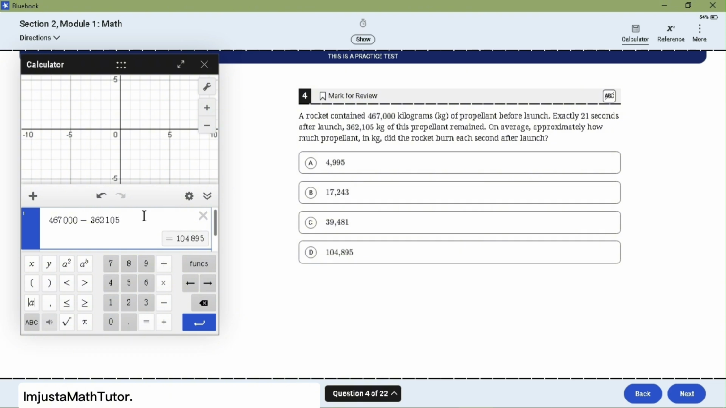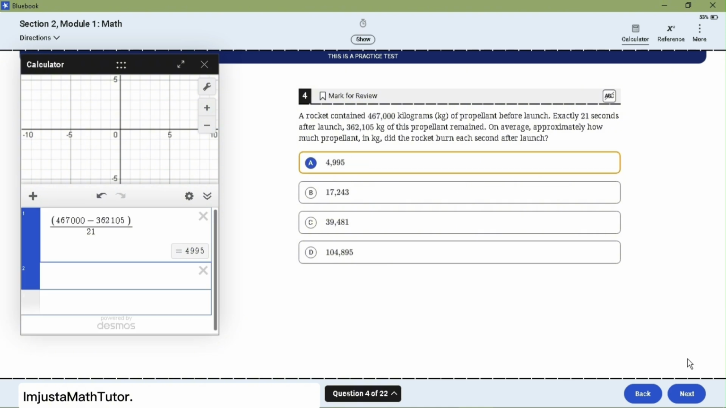Realistically speaking, it doesn't have to burn a fixed amount every second. It can burn, for example, 100,000 in the first 3 seconds and then 50,000 in the next 4 seconds, etc. But they told us on average and to approximate. So with the given information, all we have to do is divide that amount that they burned by 21 seconds, and we're going to approximate how much for 1 second on average the rocket burned. So let's divide that value by 21. We find 4,995, which is option A.